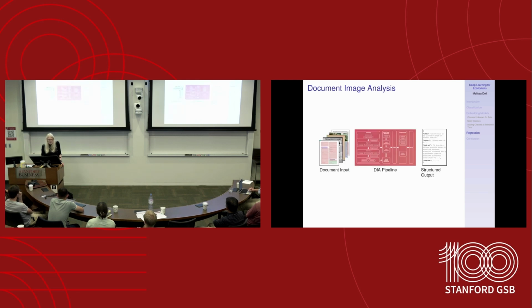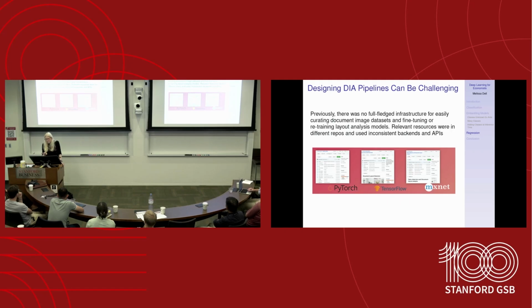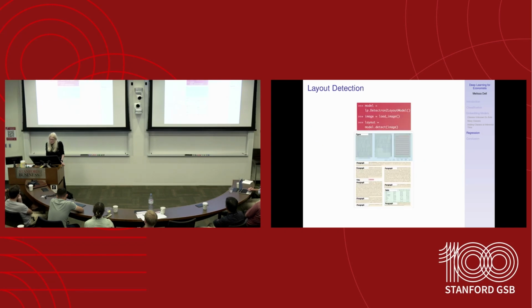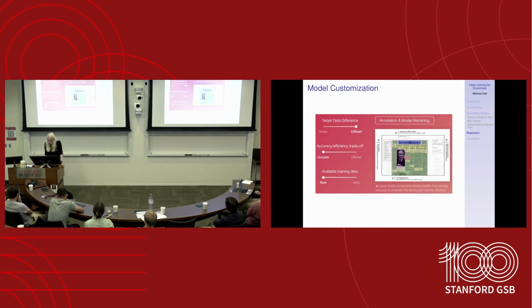we have some documents and we want to get structured output. Traditionally, there were no good ways to do this. You'd have to bring together lots of different tools from different sources and be pretty technically advanced. Like 5 years ago now, I worked with a couple of pre-docs, Zheng Shen and Jake Carlson, to design an open source package called Layout Parser for document image analysis. And it tries to make it really user-friendly. This is an example from the paper. Obviously, it's an easy example, but with a single line of code, it's detecting the layouts on this page.